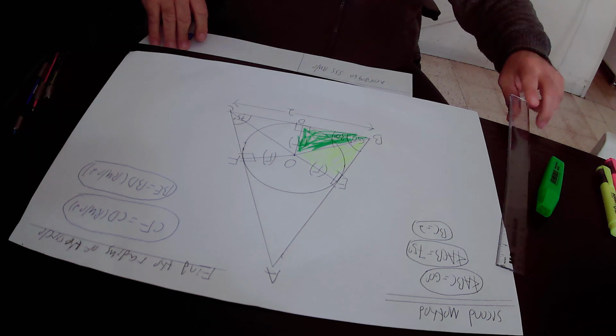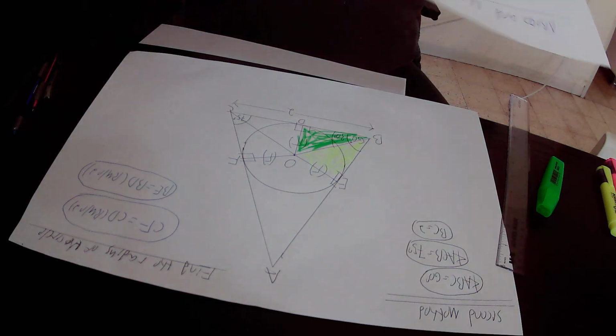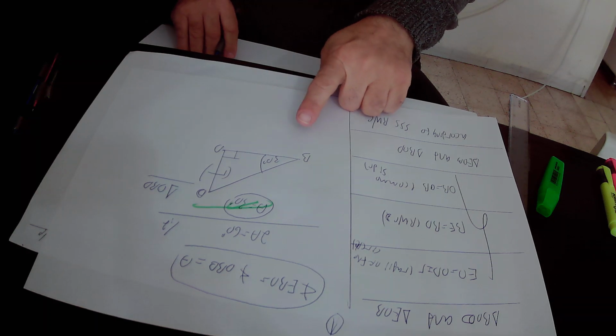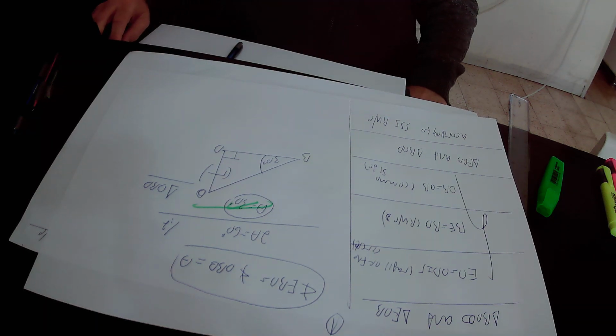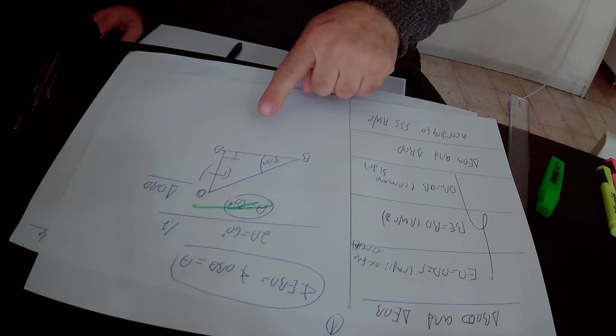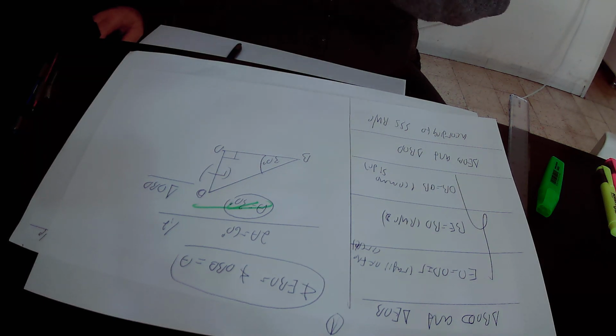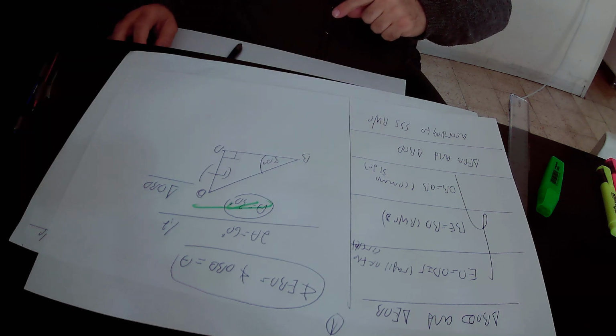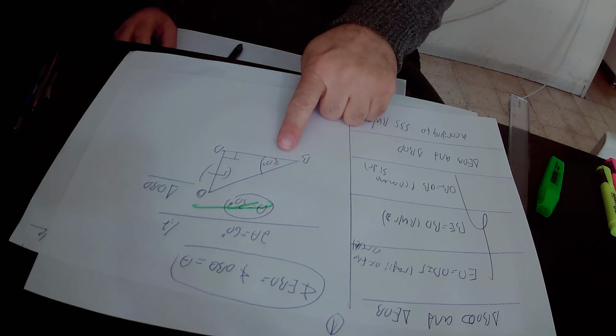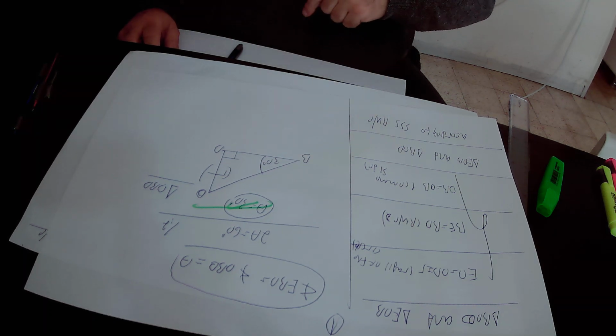So actually, this is the right green triangle OBD that I copied from the original drawing. Side OD is the radius of the circle that is equal to R, and this is angle theta that is equal to 30 degrees in size.